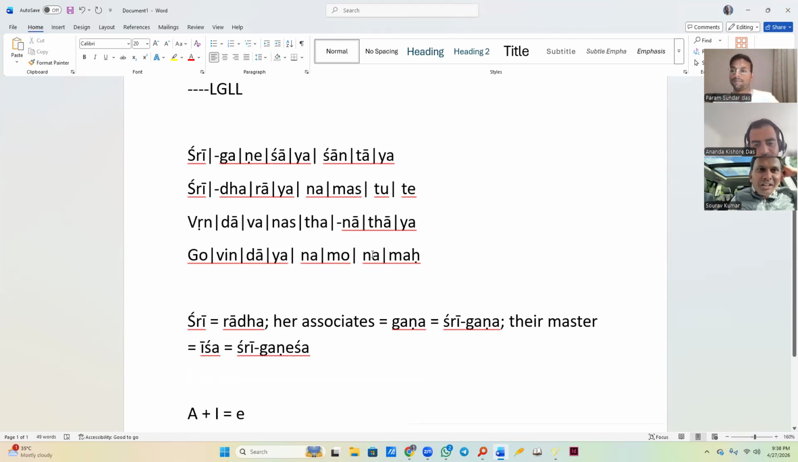Prabhu, what is Shantaya? Shantaya means one who is peaceful, sober, one who is not perplexed in situations. That's Krishna.